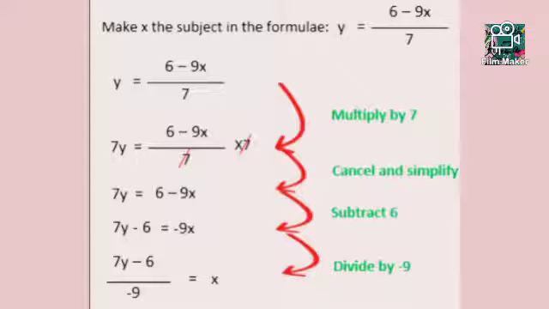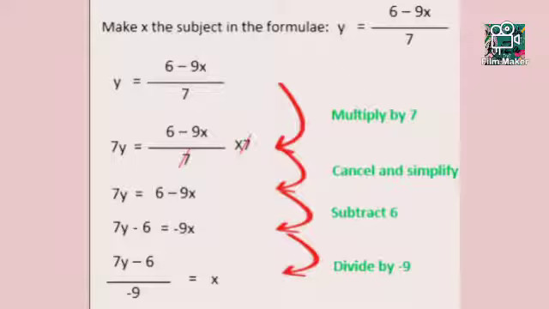7 into y is 7y. So 7y is equal to 6 minus 9x. Now the trouble is 6 and 9, but don't go to remove minus 9 all of a sudden. The easiest one to remove, as I told you before, is the single number which is standing alone and is a positive number, that is 6. So it is easy to remove 6 first.